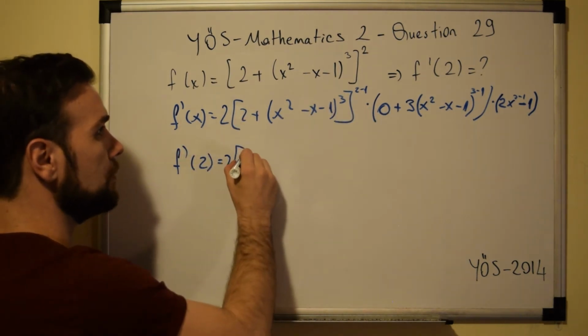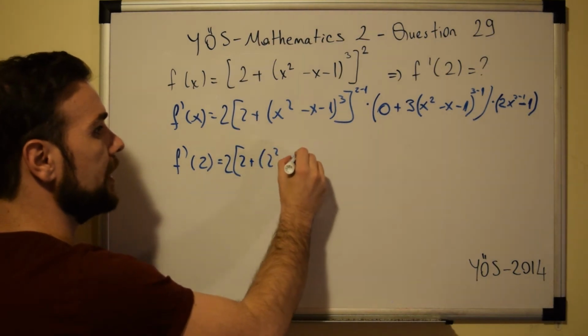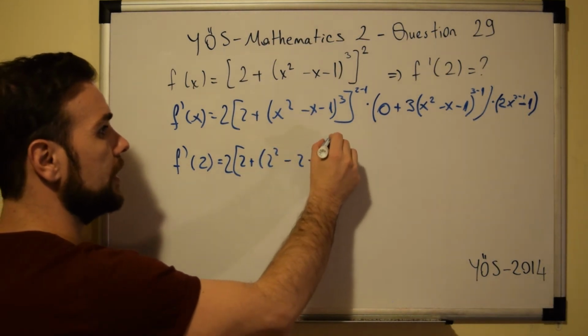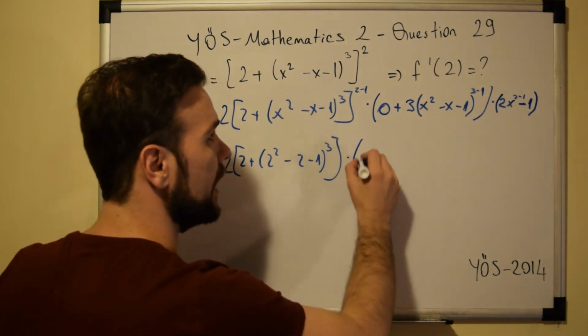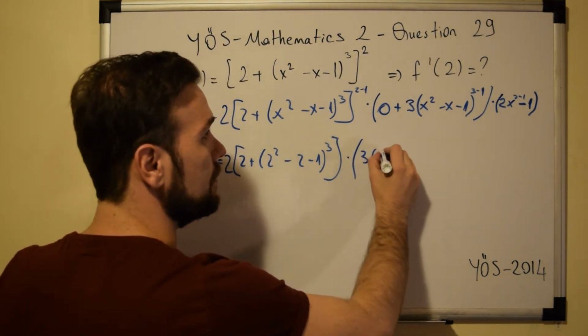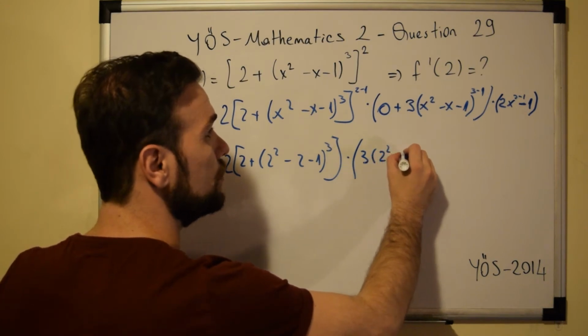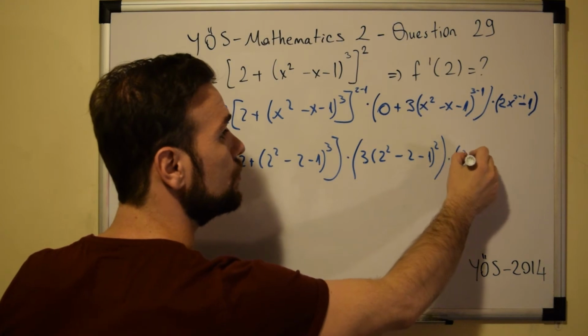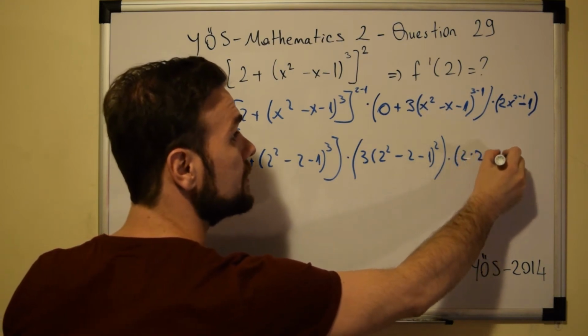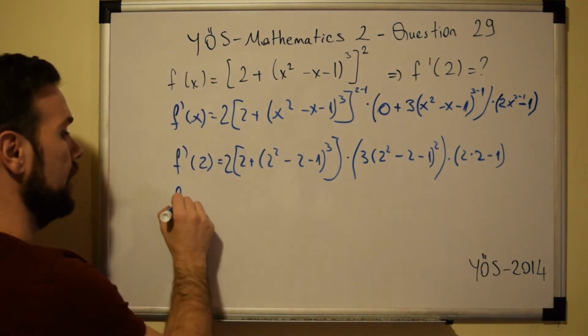Now all we have to do is substitute 2 for x. So we have 2 times 2 plus 2 squared minus 2 minus 1 to the power of 3, all to the power of 1, which doesn't have to be written. So we have 3 times (2 to the power of 2 minus 2 minus 1) to the power of 2, times (2 to the power 2 times 2 minus 1). So what do we have here?